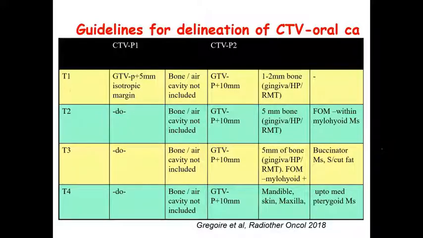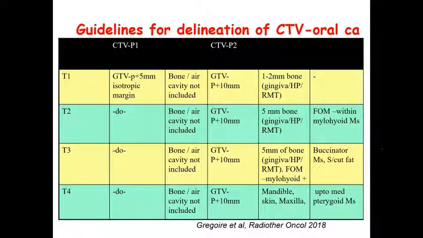So once again, here you do draw GTV-P, and then you give a 10 millimeter expansion to it. That does not change, but based on the stage and based on the location or the site of the tumor, you start making your necessary modification. For instance, if you are talking about T1 tumor and it is away from the bone, you don't need to include the part of the bone at all. You edit it like you would do in a normal case.